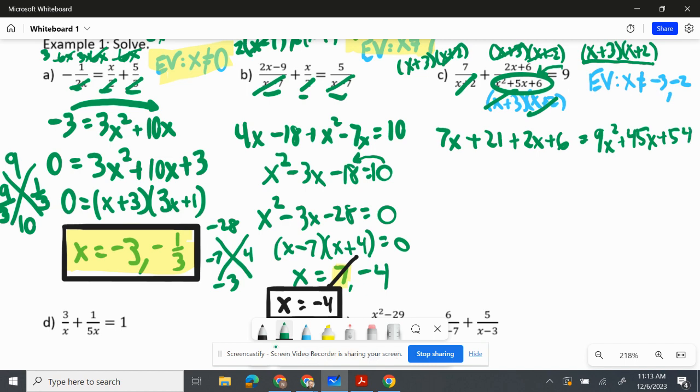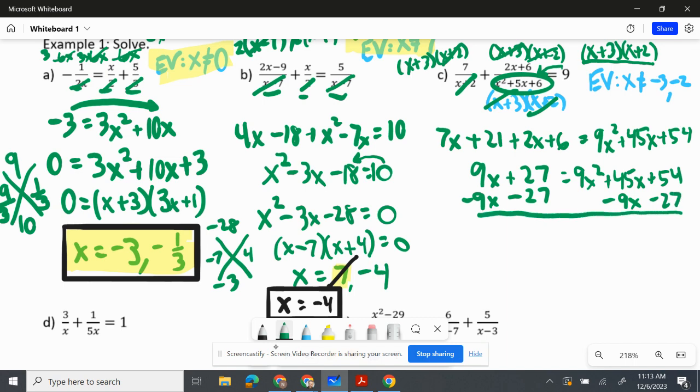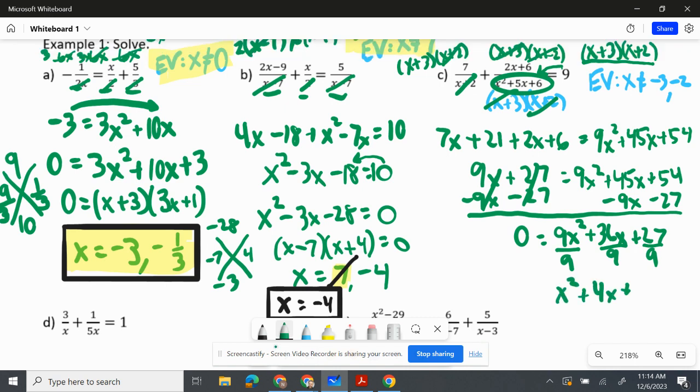I'm going to add the like terms, so that gives me 9x plus 27 is equal to 9x squared plus 45x plus 54. I'm going to subtract the 9x, subtract the 27, subtract the 9x, subtract the 27, and that sets us up to equal 0, and 9x squared plus 36x plus 27. I see that all of them have a 9 in common, so I'm going to divide it by 9, and I get x squared plus 4x plus 3.